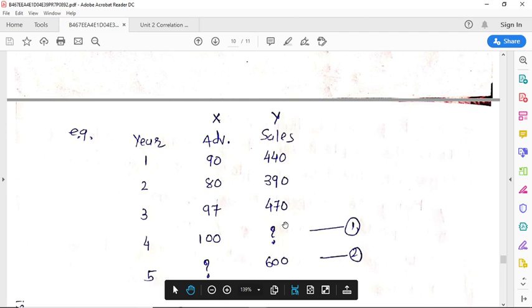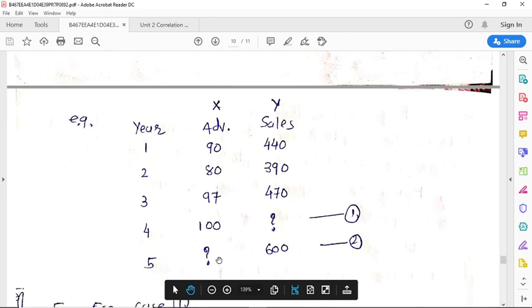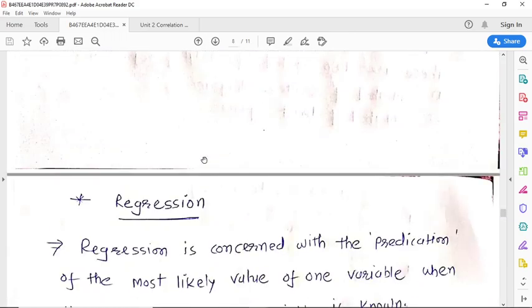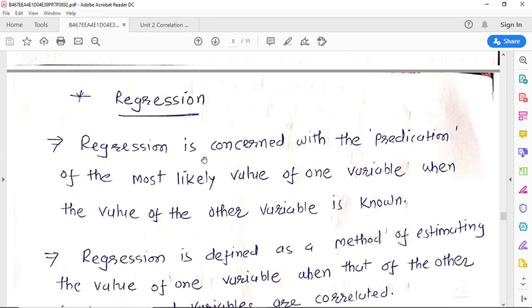If the company needs sales of 600,000 of its product, then how much does the company need to spend on advertisement of its product? That we need to solve here. So we can use the regression concept to check that. So that is the use of regression in business, in economics. So let us learn its definitions and its various properties and so on.